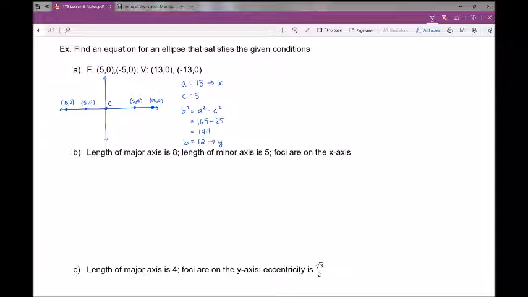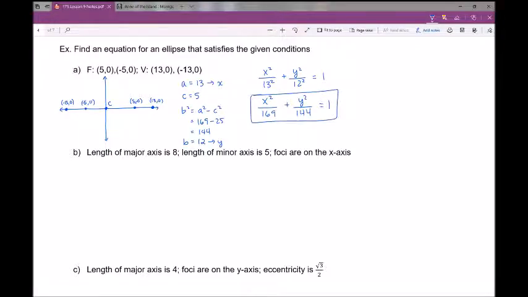Okay, so now I really have everything I need to write my equation. So the general form of an ellipse centered at (0, 0) is going to be x squared over 13 squared plus y squared over 12 squared is equal to 1. Okay, so notice I just took that A and B and I matched them up with their respective axes. Okay, so the last thing we need to do is just simplify those exponents. So our equation is x squared over 169 plus y squared over 144 is equal to 1. All right, so that is the equation of our ellipse.